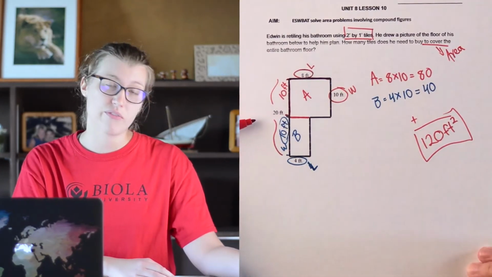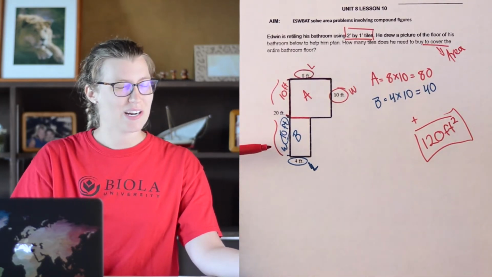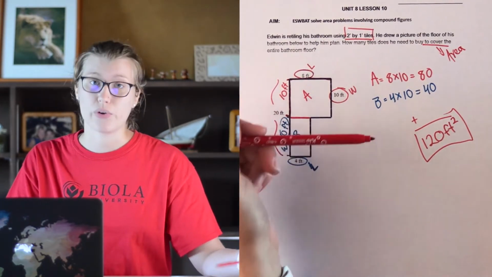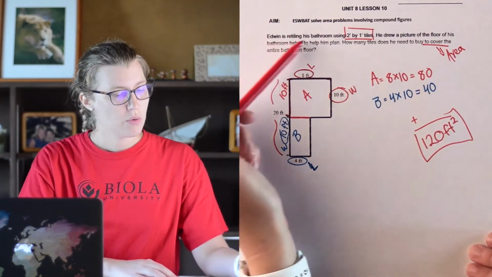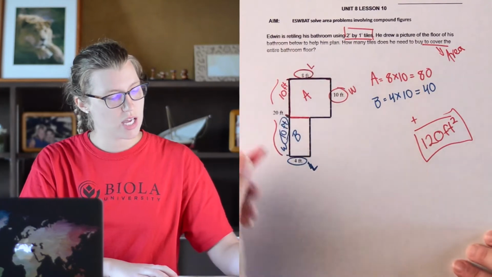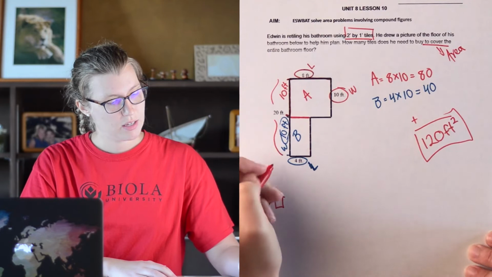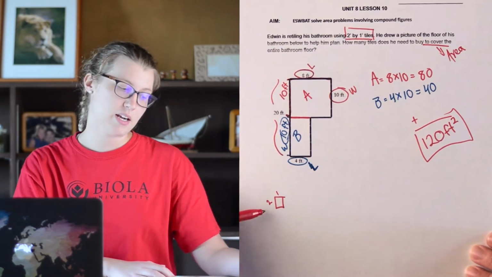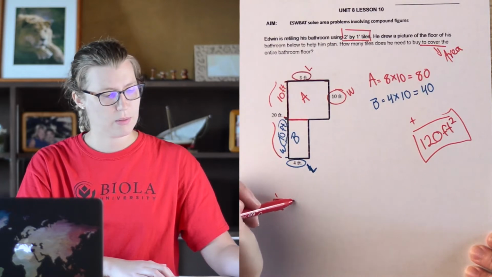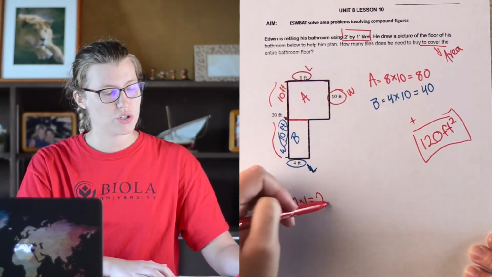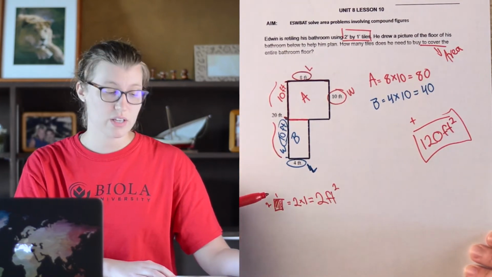Okay, so that was my area of this shape. I decomposed it first, found the areas of the 2 shapes, found my missing side because I didn't know that, and then I ended up with my total area. But now let's go back and make sure we're answering this question. We're retiling the bathroom using 2x1 tiles. So let's pretend this is 2 feet by 1 foot right here. So what is the area of this tile? Well, it's just 2 times 1, which is 2. So the area of 1 tile is 2 feet squared.